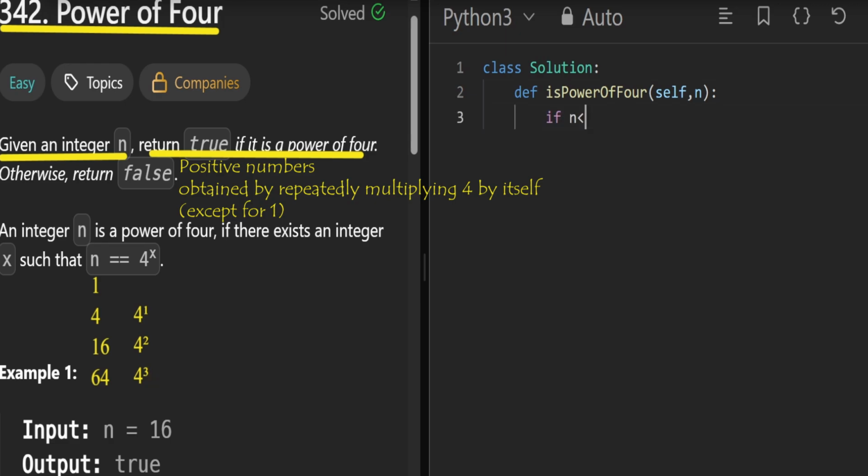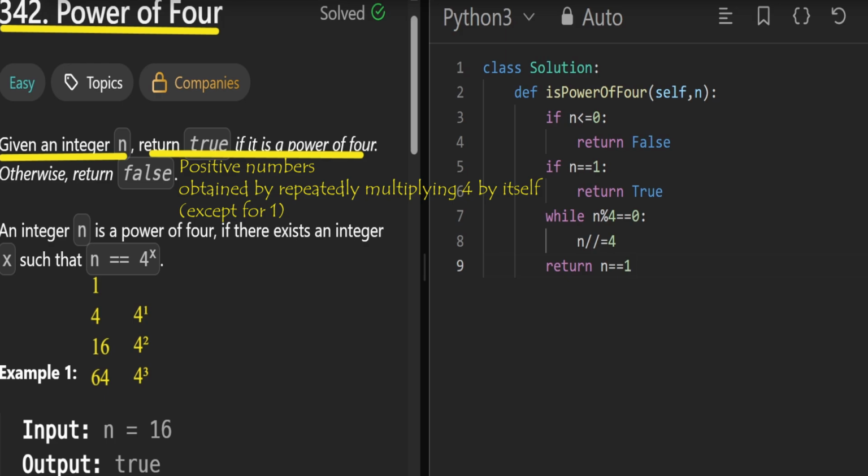First, if n is negative or 0, it cannot be a power of 4. If n is 1, return true. 1 is a power of all integers. Otherwise, as long as n is divisible by 4, keep dividing it by 4. At the end, if n becomes 1, n is a power of 4. Since we divide by 4 repeatedly, this algorithm runs in O(log n) time. The space complexity is constant, O(1), as no extra storage is used.